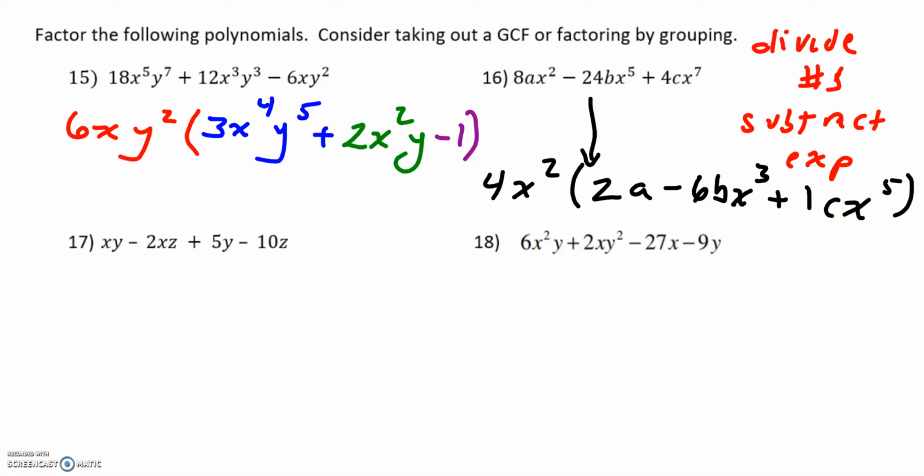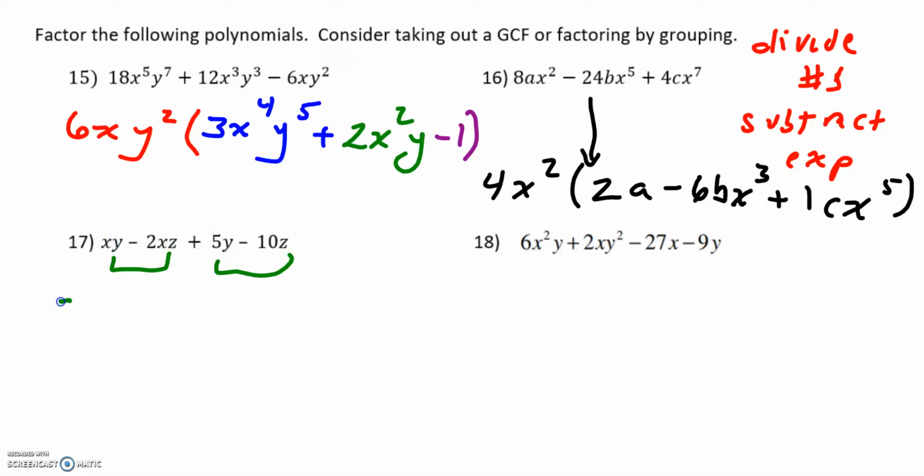So notice that 15 and 16 both had 3 terms, so I couldn't use factoring by grouping. However, as soon as I do have 4 terms, like number 17, that are all not like terms, I'm going to try this method of factoring by grouping. And what I want to do is look at the greatest common factor of this pair and the greatest common factor of this pair. So let's try that out.